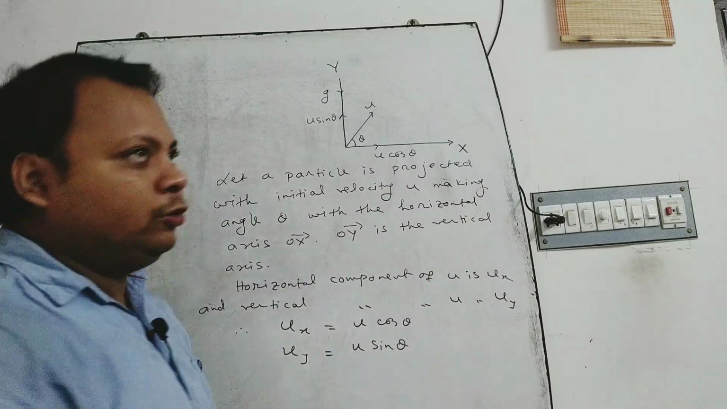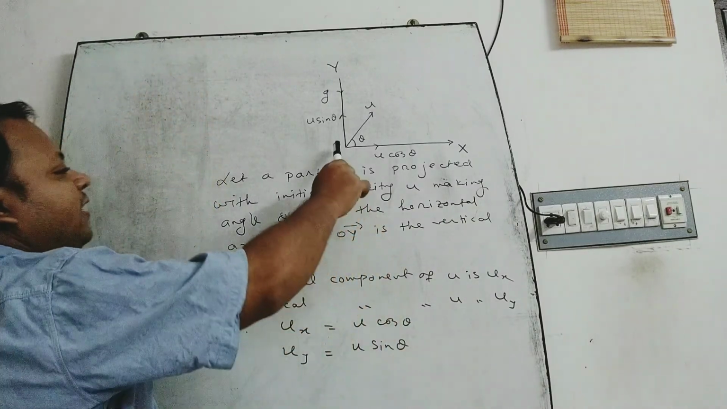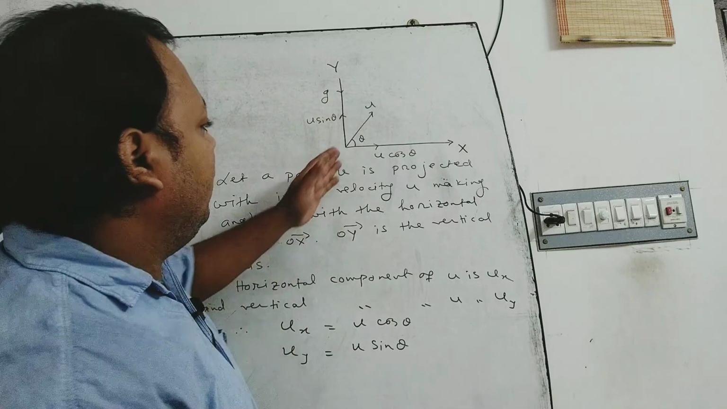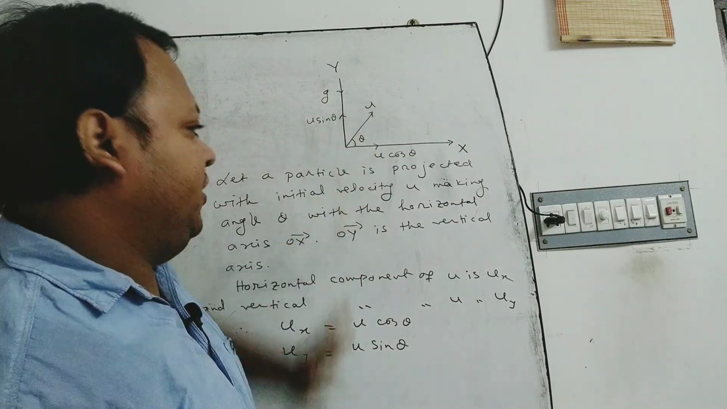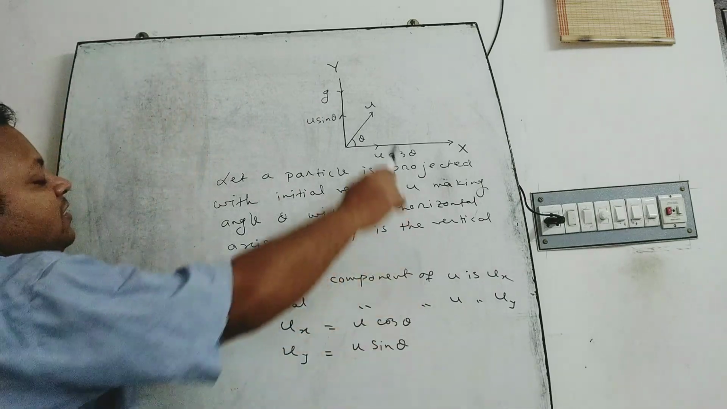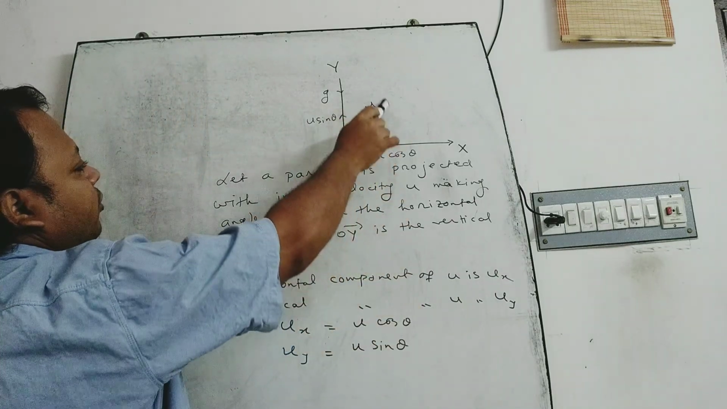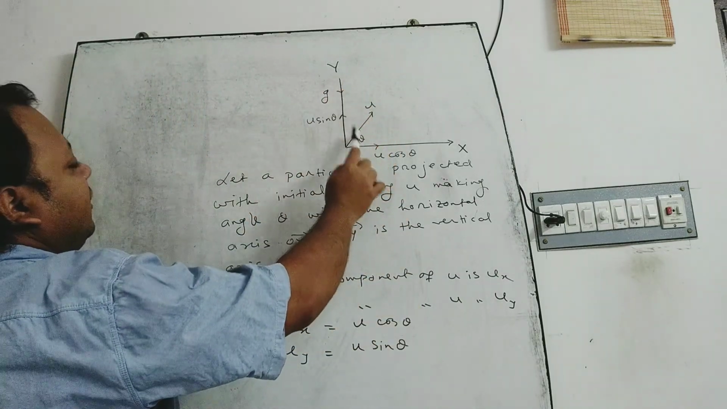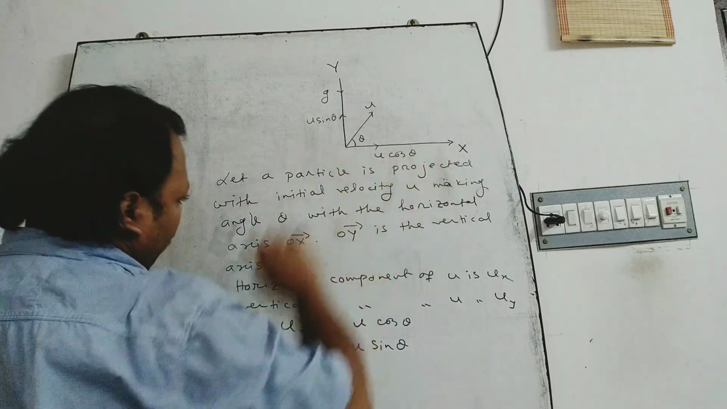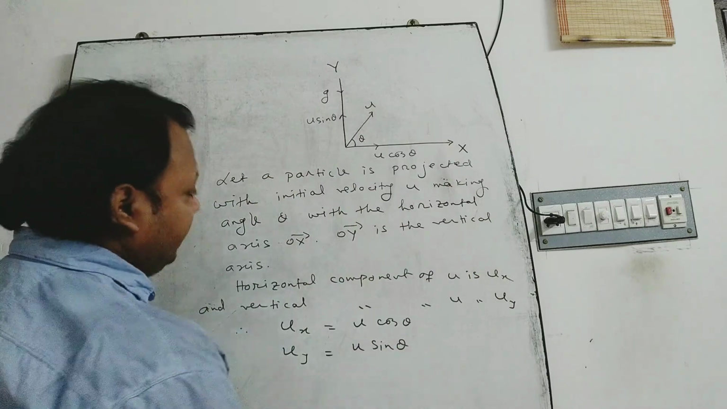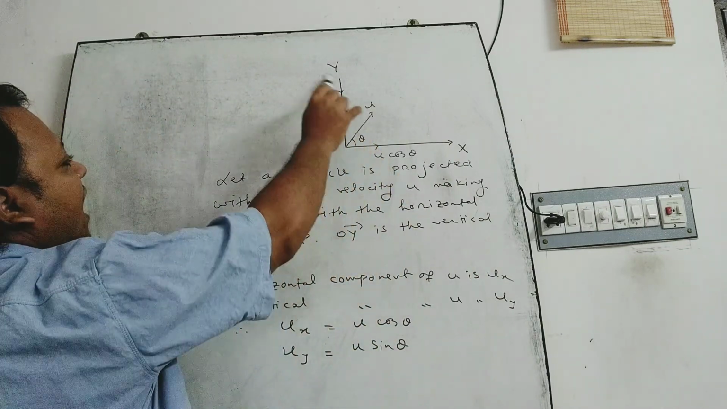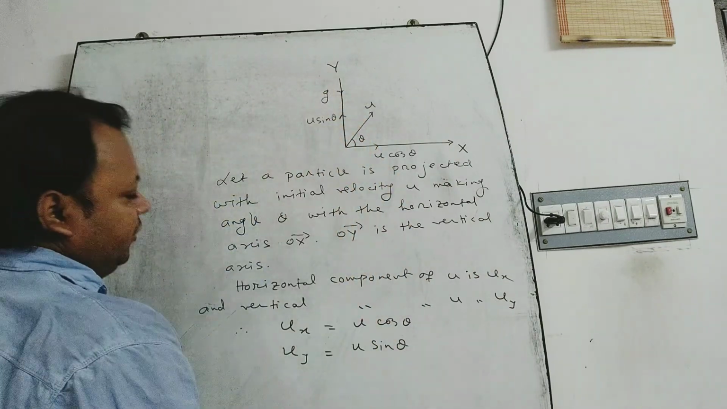Next, projectile motion. Let a particle be thrown with initial velocity u making an angle theta. That is, a particle is projected with an initial velocity u at an angle theta with the horizontal axis OX, and OY is the vertical axis. g acts in the vertically downward direction.